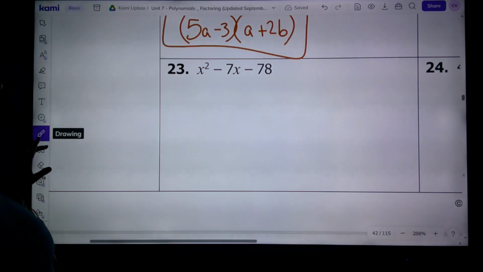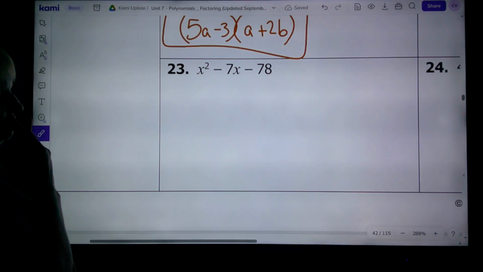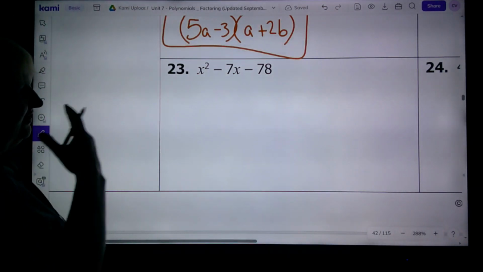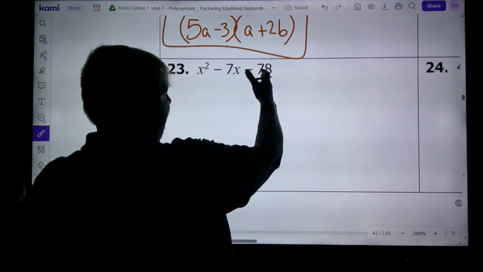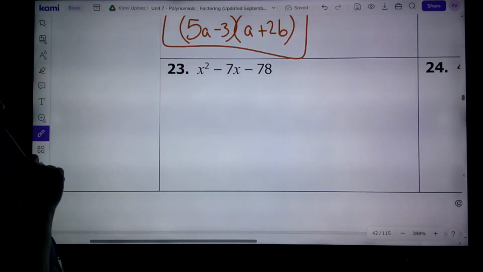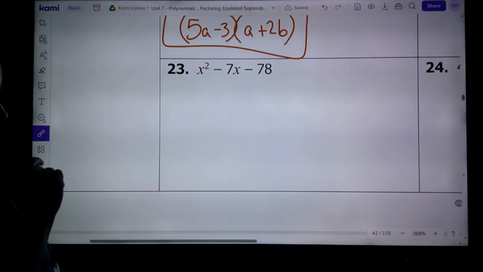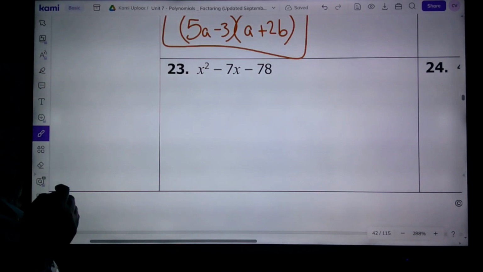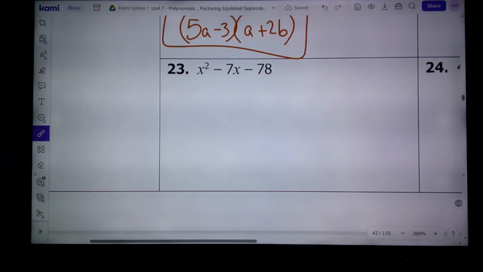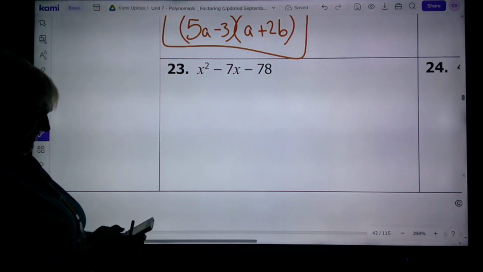Alright, last one I think. No common factors, but it is a trinomial. So let's just do a basic factor and see what happens. Two numbers that multiply together to give you 78 and add together to give you negative 7. 78. What times what is 78? What are my factors of 78? Let's get a calculator and find out. Let's just use one of the good calculators. Alright, calculator.